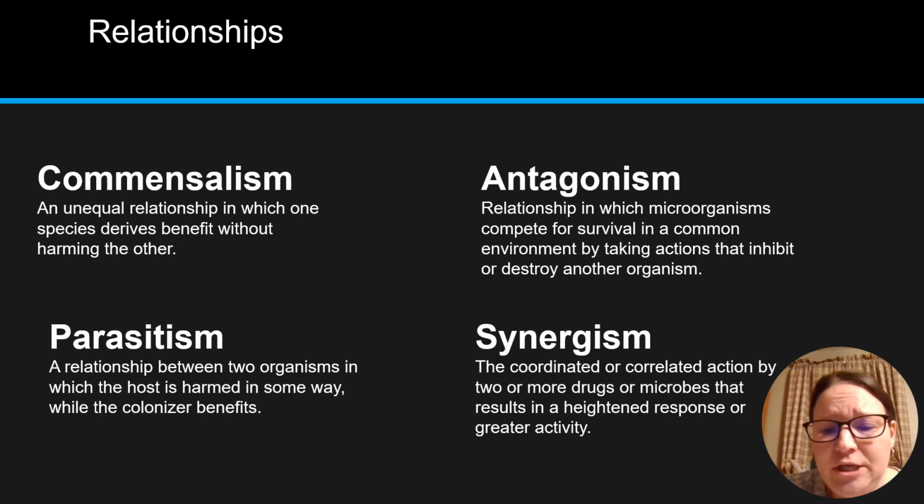Antagonism is a relationship in which microorganisms compete for survival in a common environment by taking actions that inhibit or destroy another organism. So these are not happy. And synergism is the coordinated or correlated action by 2 or more drugs or microbes that results in a heightened response or greater activity. So these are several different types of relationships. Some are happy, some are not. Some get hurt, some don't hurt others. They live in a happy place. These can all affect microbes and their growth.